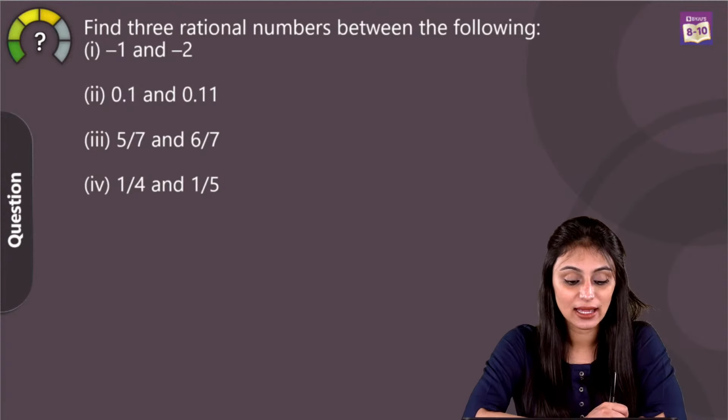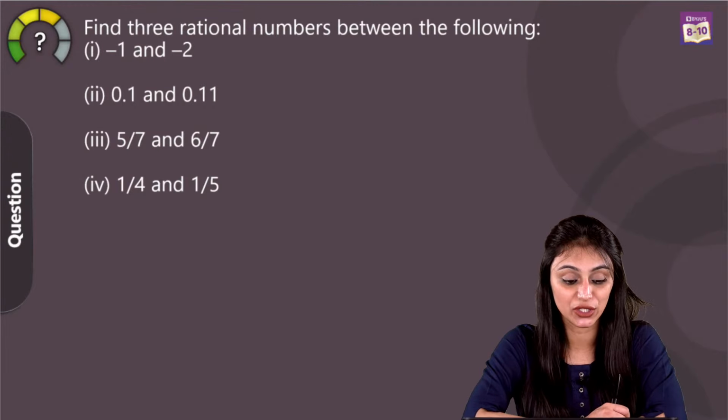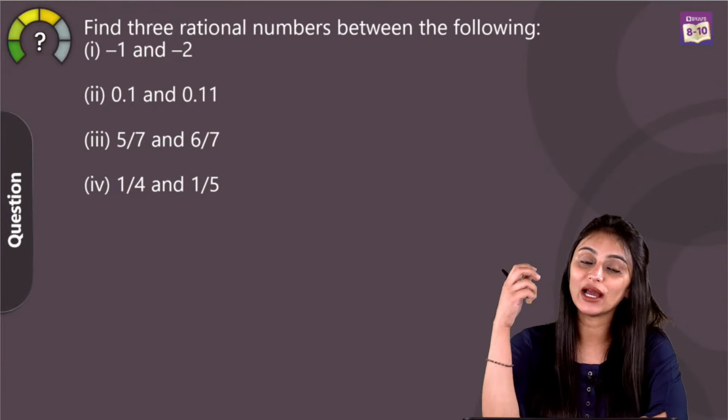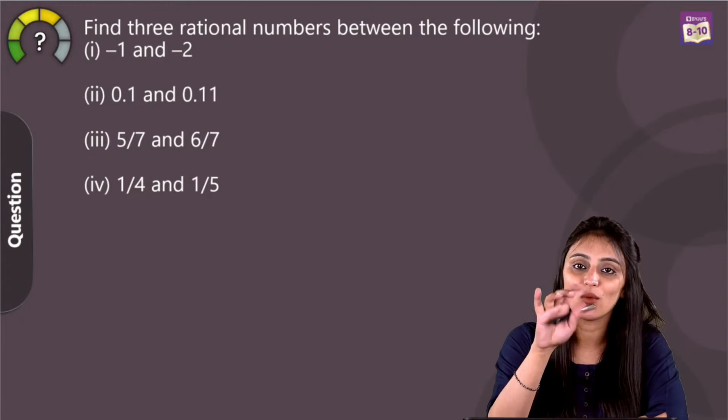Find 3 rational numbers between the following. So you can see 4 options over here, and we have to find out 3 rational numbers between each one of them. So I'll be solving them one by one.